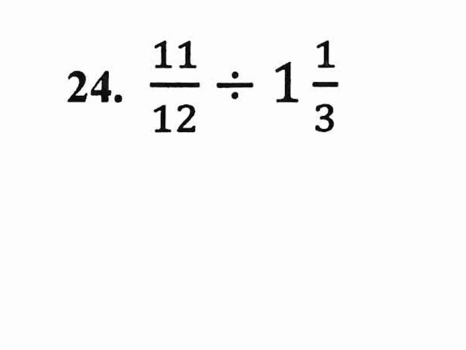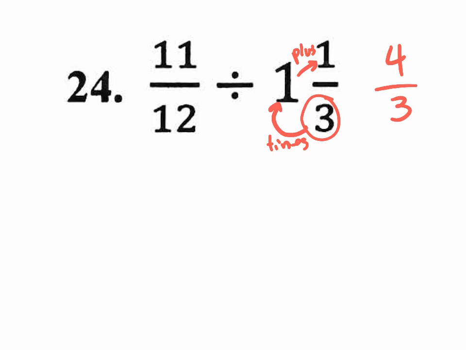24, we're dividing by a mixed number. Let's change that to an improper fraction first. How do I do that? 3 times 1, and then plus 1. So what's 3 times 1 plus 1? 4. And it's going to be over the original denominator 3. So I really have 11 over 12 divided by 4 over 3.